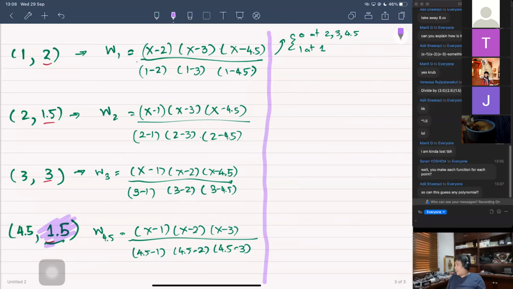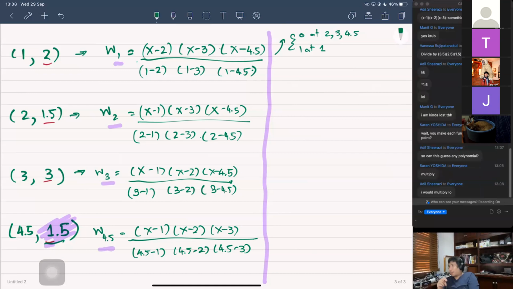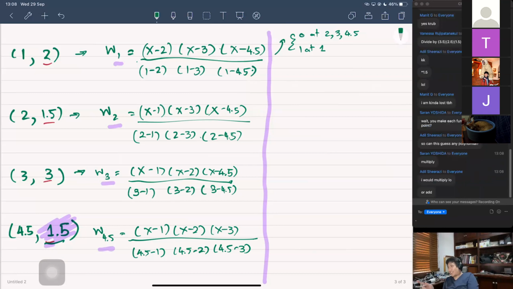Now, this function is correct at exactly 1 point, at 4.5. This function is correct at 3. This function is correct at x equal to 2. This function is correct at x equal to 1. How do we combine them? I want a function that is correct at 4 points. What would you do? All these functions multiply? No, you don't want to multiply. What is the other choice? Add. Let's look at what happens when you add them.